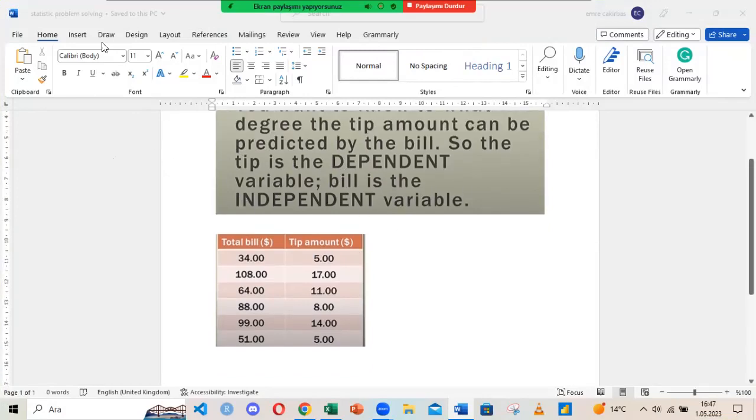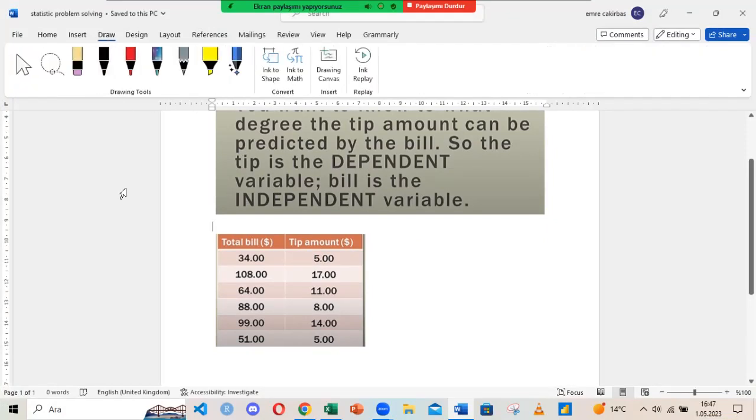In this case, total bill will be our x variable, and tip amount is our y variable. X represents independent, y represents dependent.